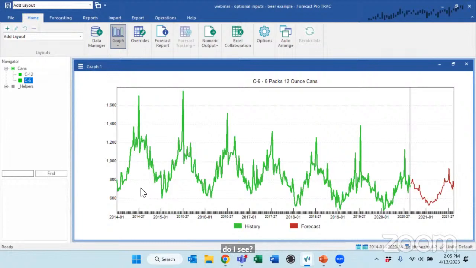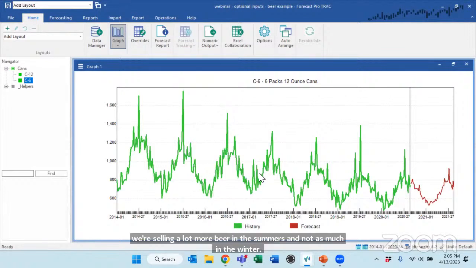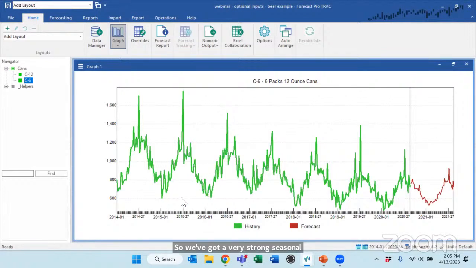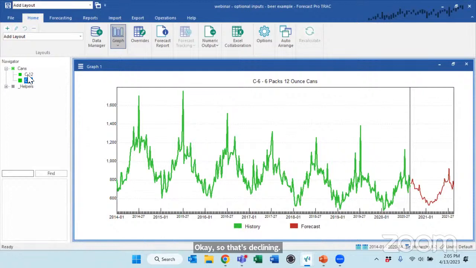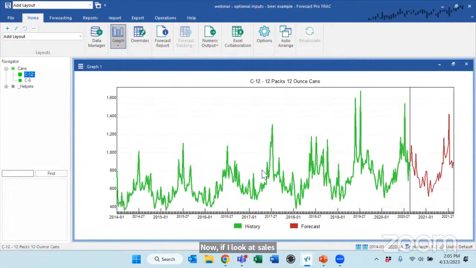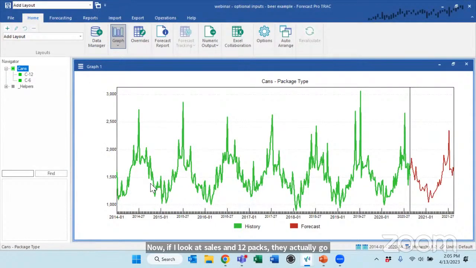Well, the first thing that pops out at me is it's weekly data, and it's very seasonal. So we're selling a lot more beer in the summers and not as much in the winter. So we've got a very strong seasonal pattern. What else do I see? Sales in six-pack seems to have a downward trend. Okay, so that's declining. Now, if I look at sales in 12-packs, they actually go up. And if I look at total sales in cans, there's not much of a trend at all. So looking at your data can often give you some insights here.